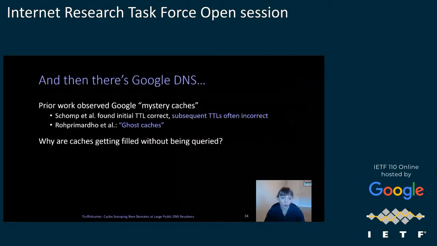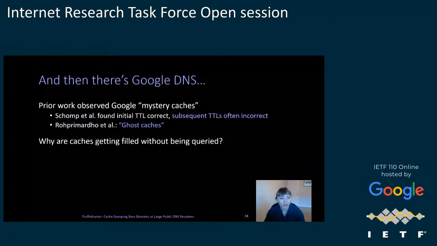And then finally, we looked at Google DNS, which is the resolver where the caches fill themselves. This actually isn't just our observation. There's been prior work that has observed this as well. Champ et al. found that they could make requests and get an accurate TTL back on the original requests, but then they would keep making requests and they would find subsequent TTLs to be wrong because it looked like those TTLs were coming from caches that had never been filled. And then Roprimardo et al. noticed the same effect and called these mystery caches ghost caches, which we thought was a great name for them.